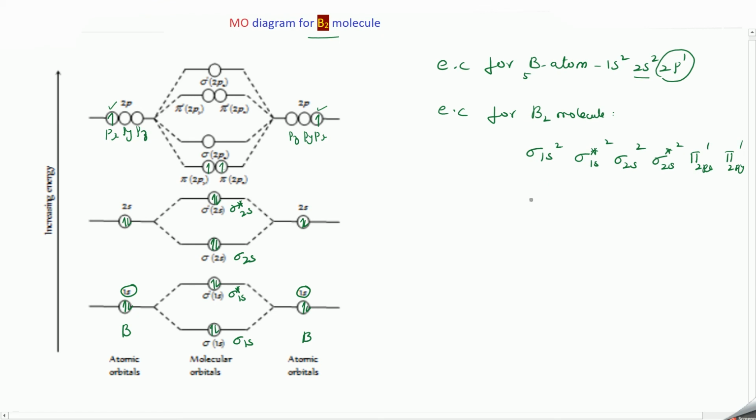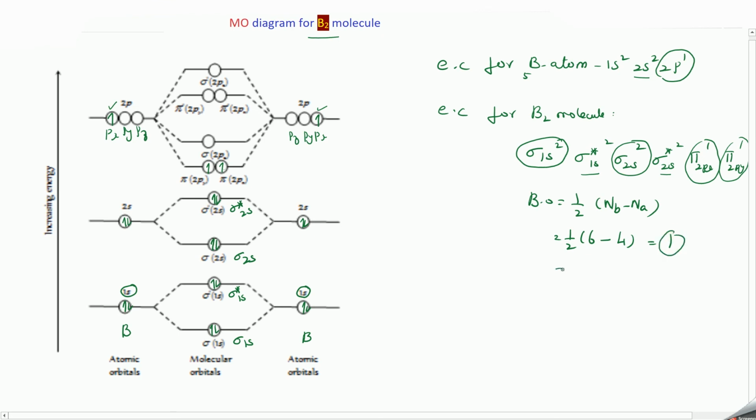Now you have to find out the bond order. So bond order is equal to half into Nb minus Na. So these are the electrons in bonding molecular orbitals. So you have totally 6. So you can write half into 6 minus the antibonding, these 2. So you have only 4 electrons. So that will be equal to 1. So you are getting bond order as 1.